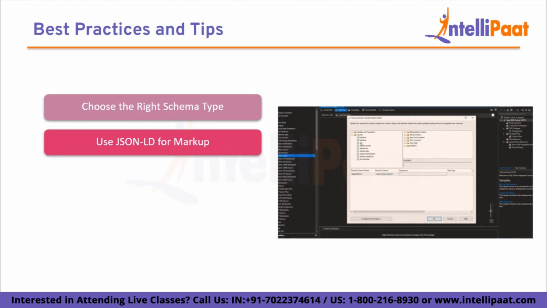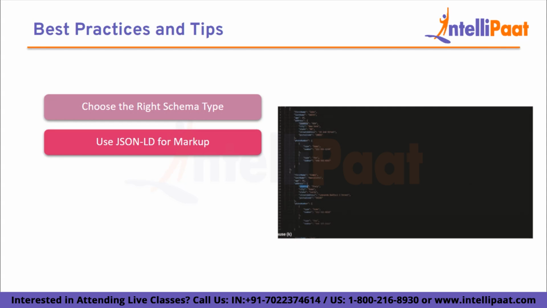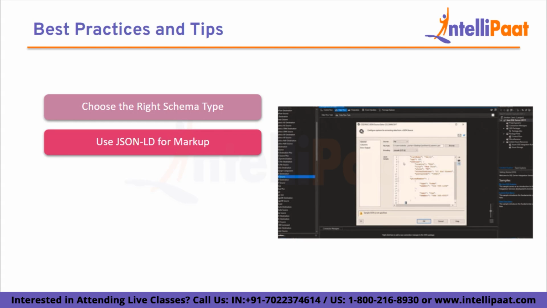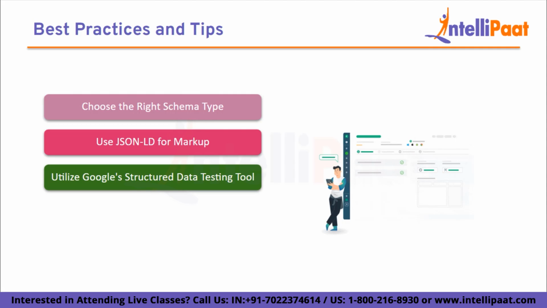Use JSON-LD for markup. JSON-LD is the recommended method for implementing schema markup due to its simplicity and flexibility. Place the JSON-LD script in the head section of your HTML for easy integration. Utilize Google Structured Data Testing Tool. Test your schema markup using Google's Structured Data Testing Tool to ensure proper implementation and identify any errors or warnings.